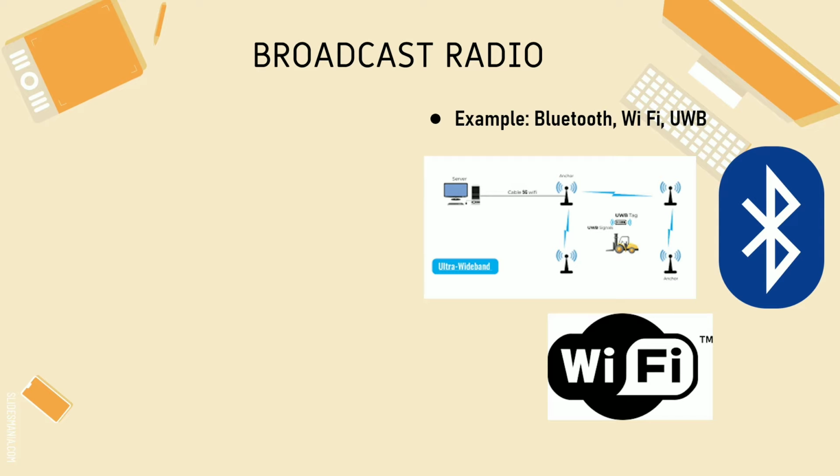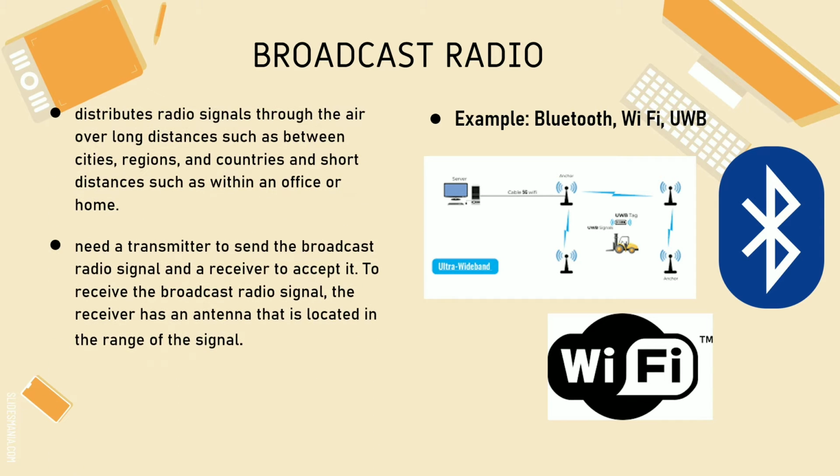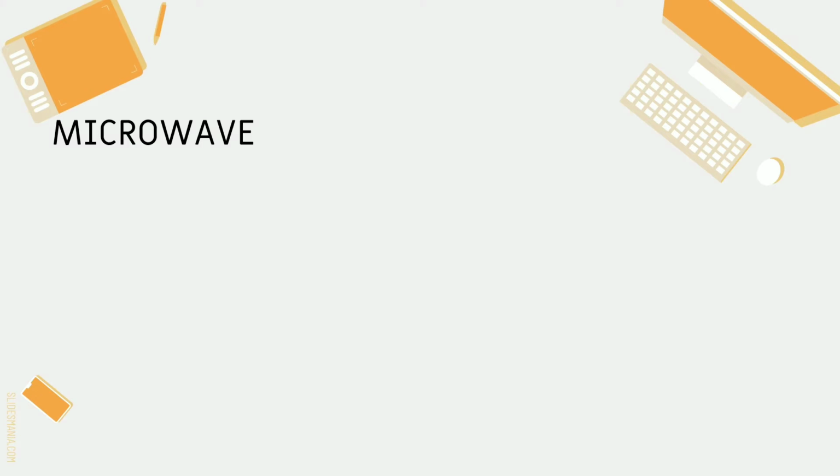Then another one is broadcast radio. Broadcast radio, for example Wi-Fi or Bluetooth, distributes radio signals through the air, only over a long distance. It also needs a transmitter to send the broadcast radio signal and a receiver to accept it. To receive that broadcast radio signal, the receiver has an antenna that is located in the range of the signal. Other than that, we have microwave.